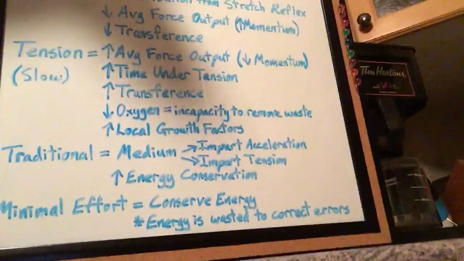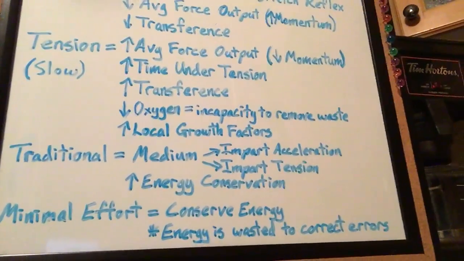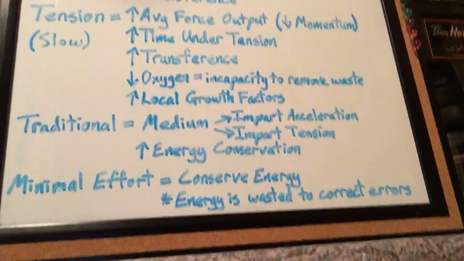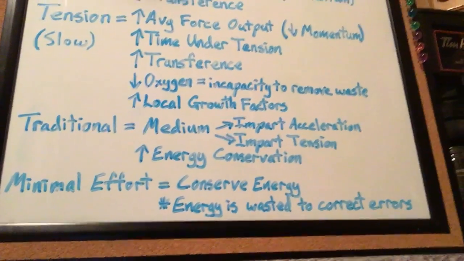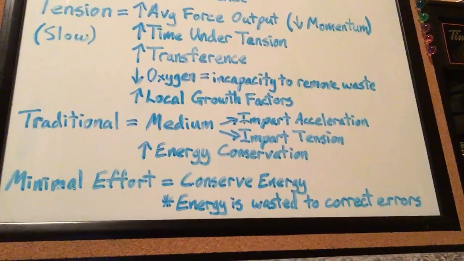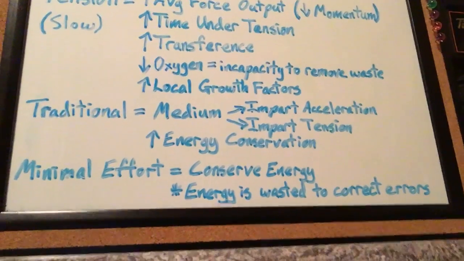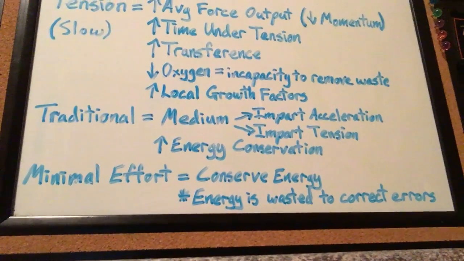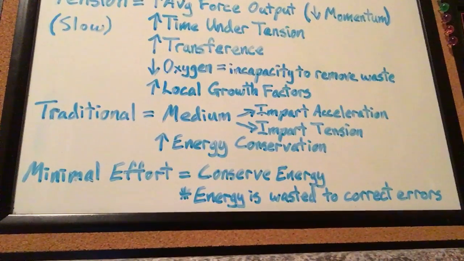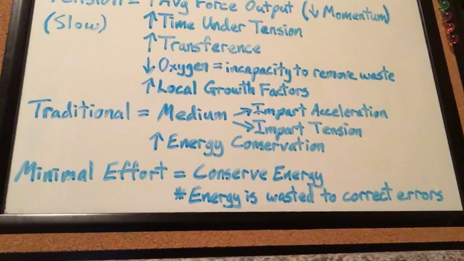At the bottom here, you can see it says traditional. So a traditional rep is kind of the middle ground between the two that I've discussed above, in that you're trying to impart some degree of acceleration and impart some degree of tension onto the muscles while conserving energy. And the way that you would impose a demand by performing your reps this way is by performing more reps. The more reps you perform, the greater demand you're going to impose on your body.